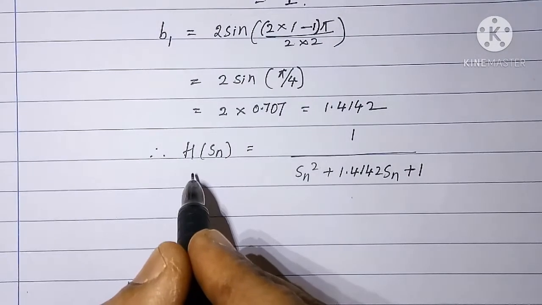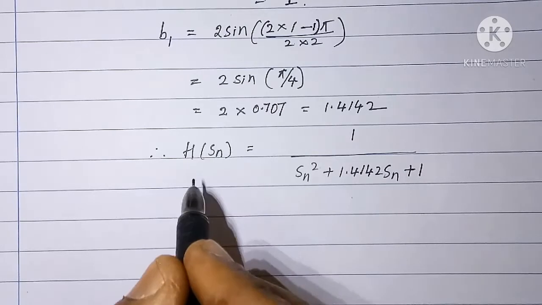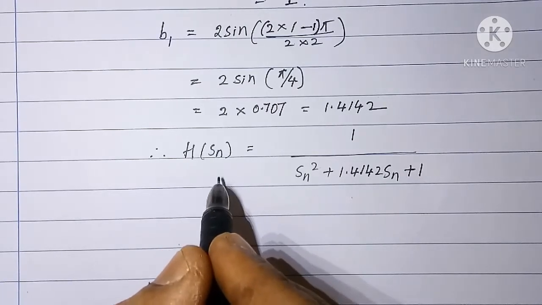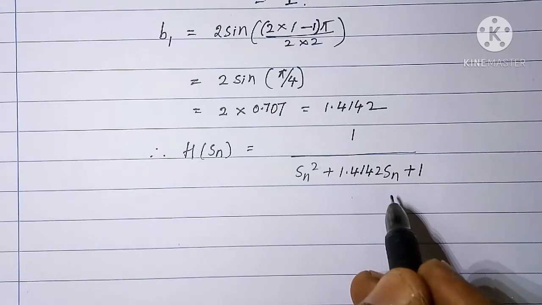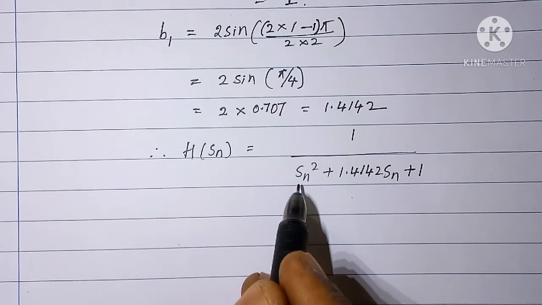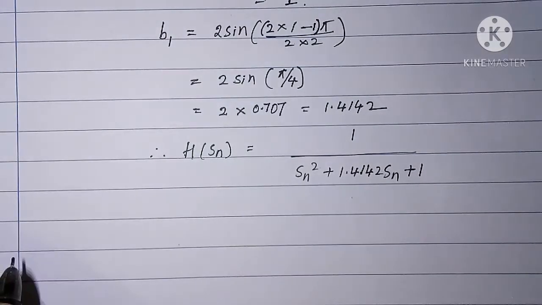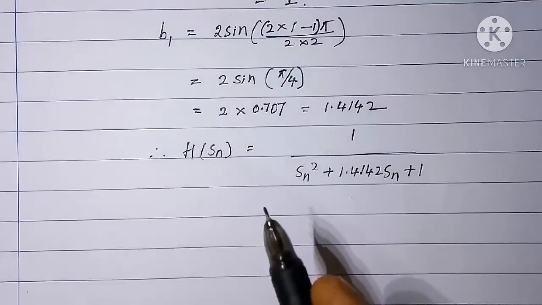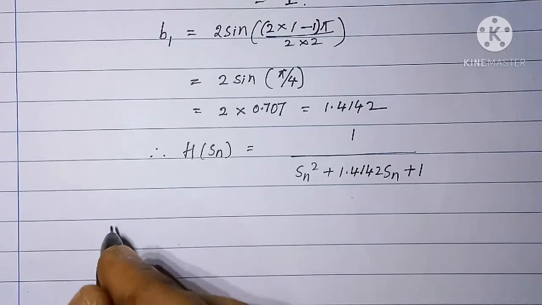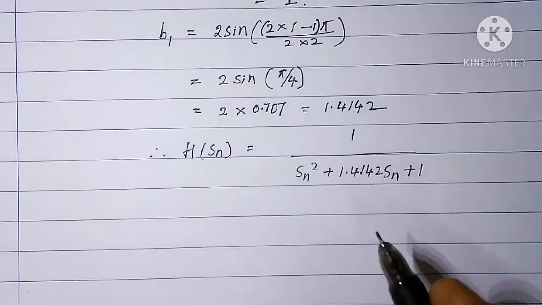From this normalized transfer function H of Sn, we have to obtain unnormalized transfer function, that is H of S of Butterworth low pass filter by substituting for Sn equal to S upon omega c. For that, what we need then? We need cutoff frequency omega c. So first we will calculate cutoff frequency omega c, and then we will obtain H of S.